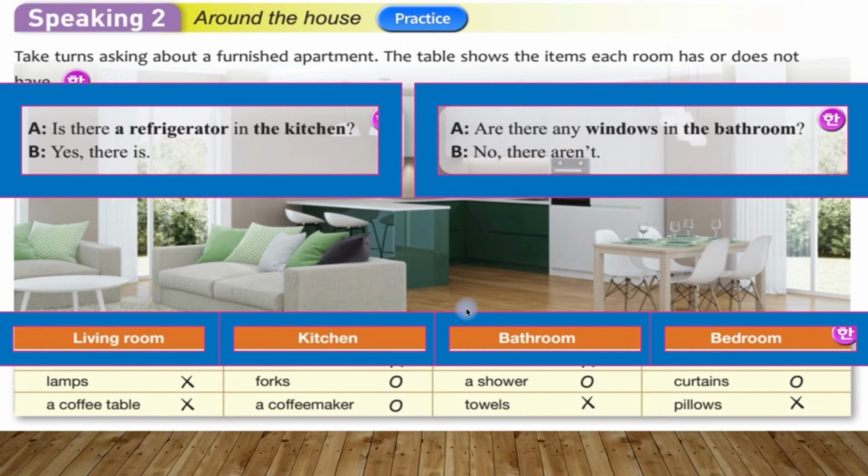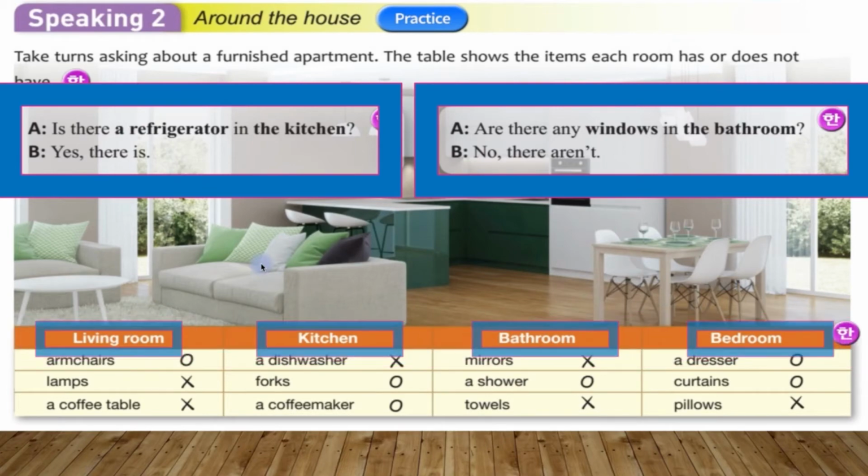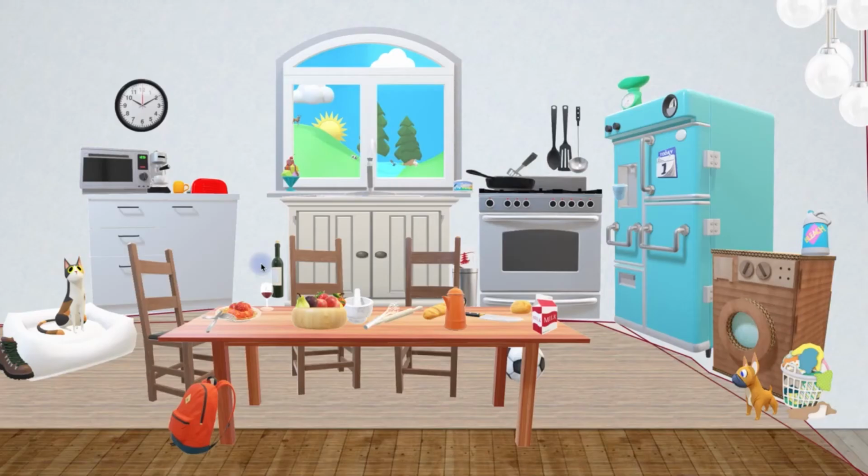Is there a shower in the bathroom? Yes, there is. Are there any curtains in the bedroom? Yes, there are. Very good. All right. And so yeah, as you can see, this is sort of a yes, no option.